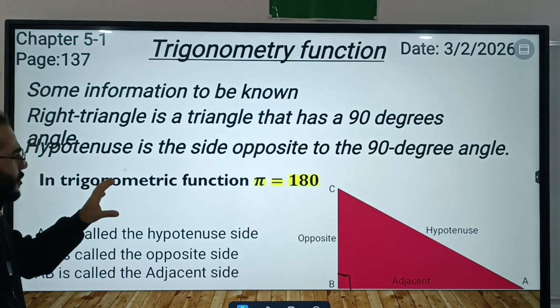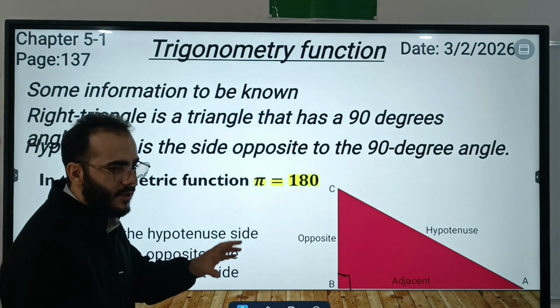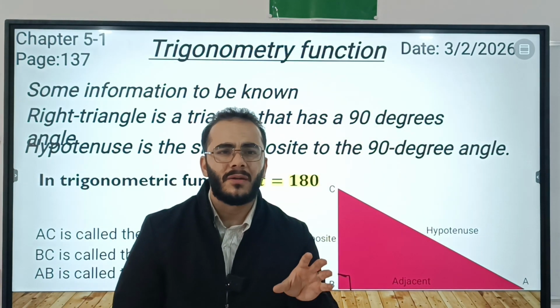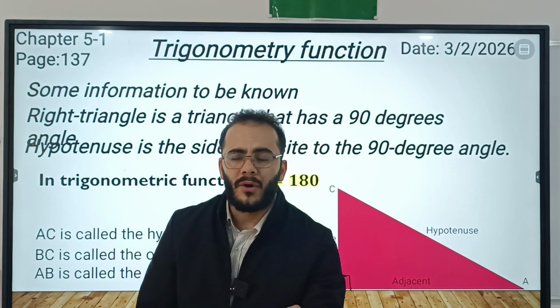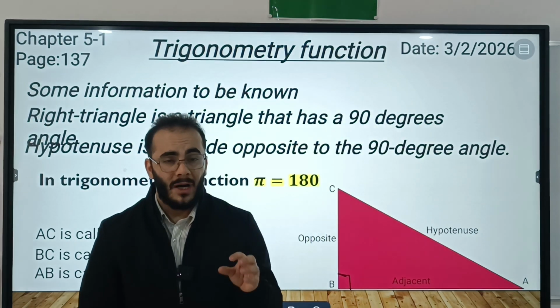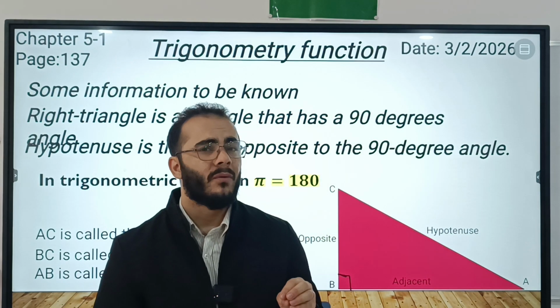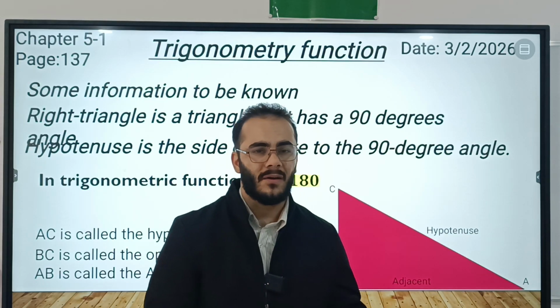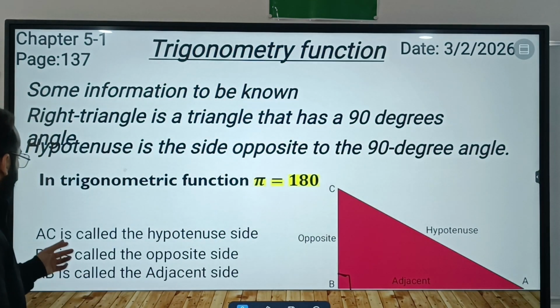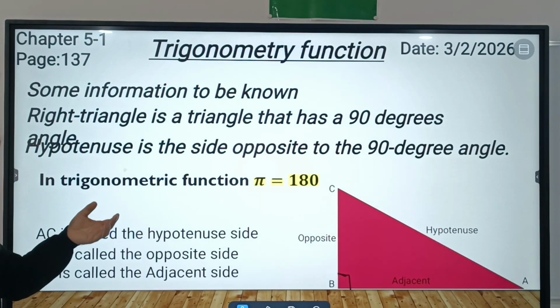And in trigonometric functions, pi equals 180. Till now, we just considered pi as 3.14 because it was related to the area and perimeter of a circle. But in trigonometry, we will say that pi equals 180 degrees. It's an angle.